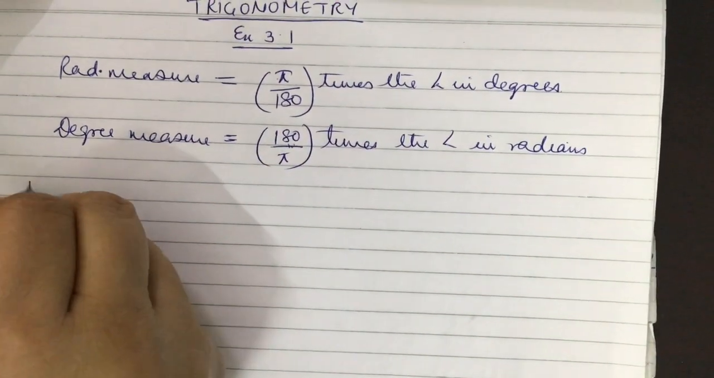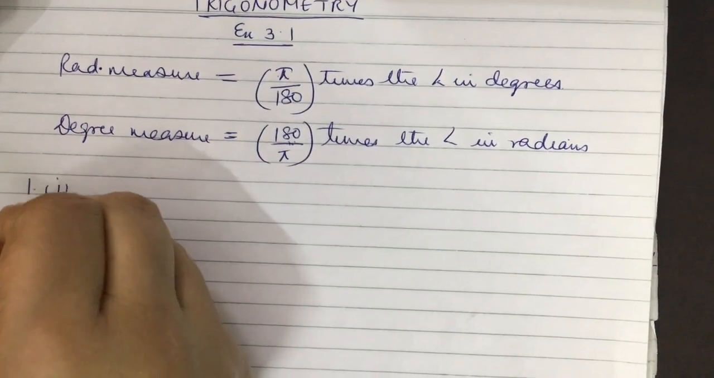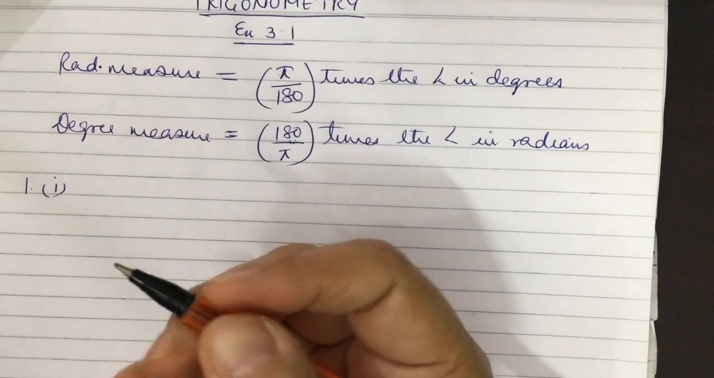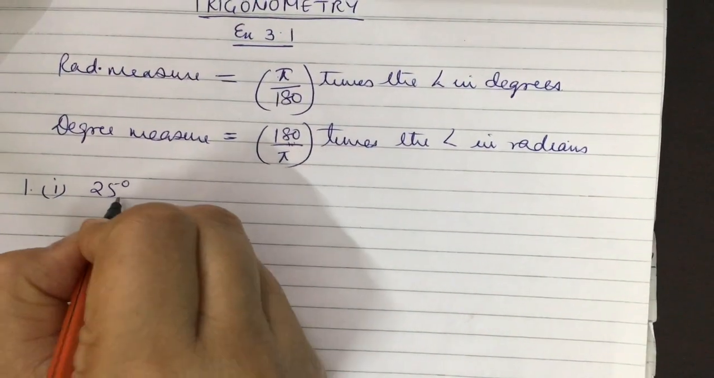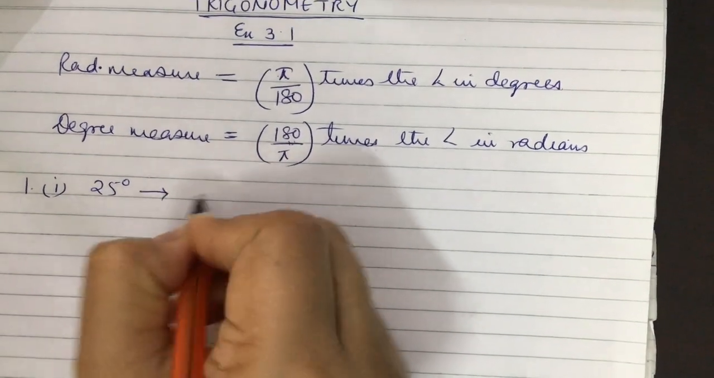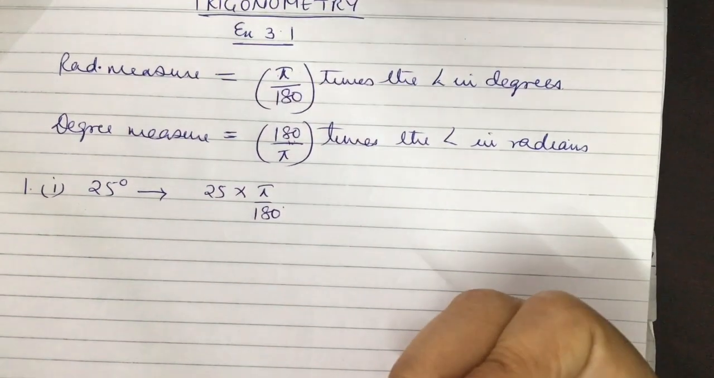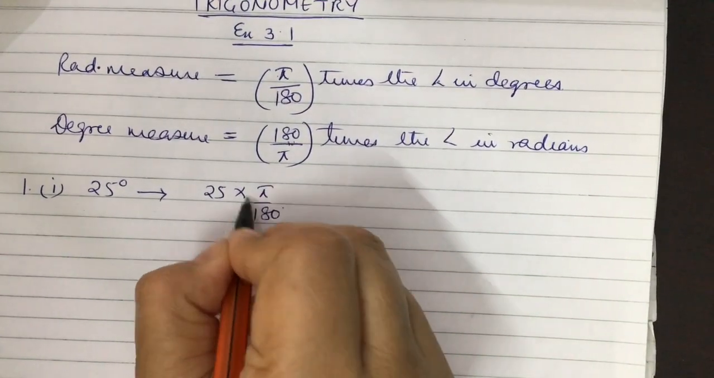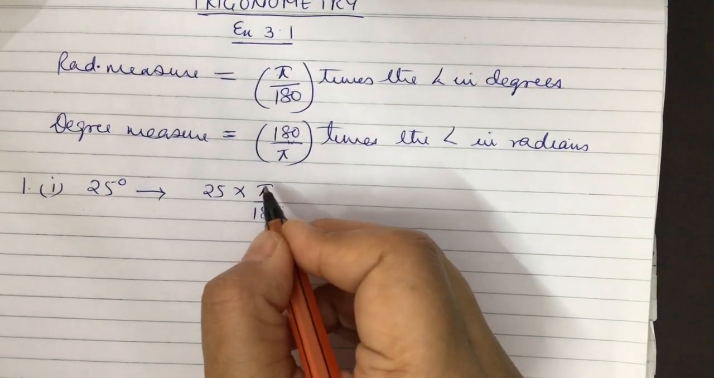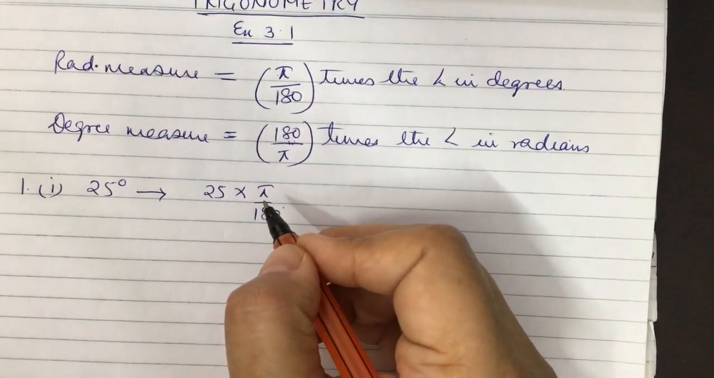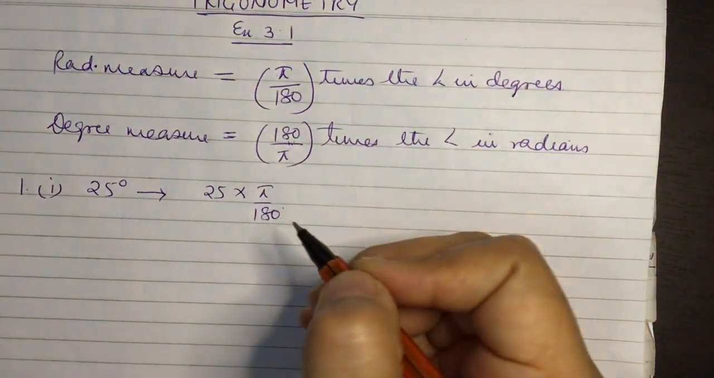Okay, so let's start with question number 1. I'll take up the first and second part of this, and the remaining two parts you can try for yourself. So let's take up 25 degrees to be converted to radian measure; you will be multiplying it by pi upon 180. Now we can always leave pi in the numerator. We need not solve it if pi is in the numerator, whereas if pi is in the denominator, we definitely have to solve it.